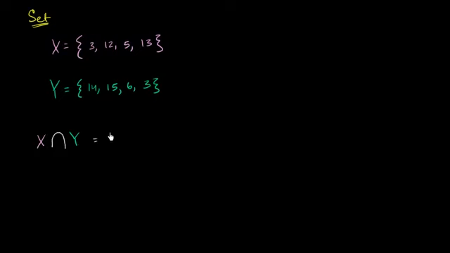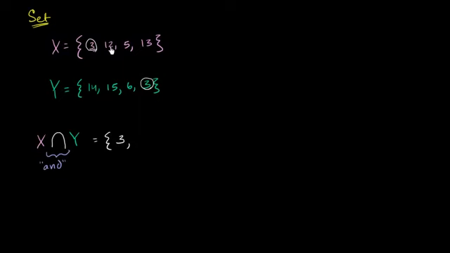This is going to yield another set that contains the elements that are in both X and Y. So I often view this intersection symbol right here as AND. So all of the things that are in X and in Y. So what are those things going to be? Well, let's look at both sets X and Y. So the number 3 is in set X. Is it in set Y as well? Well, sure. It's in both, so it will be in the intersection of X and Y.